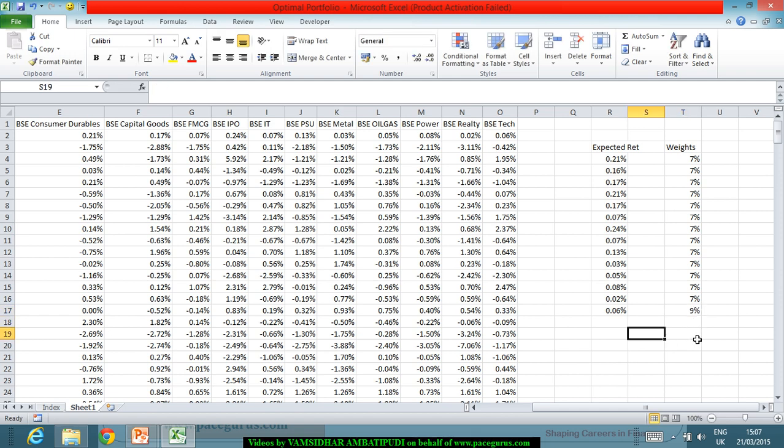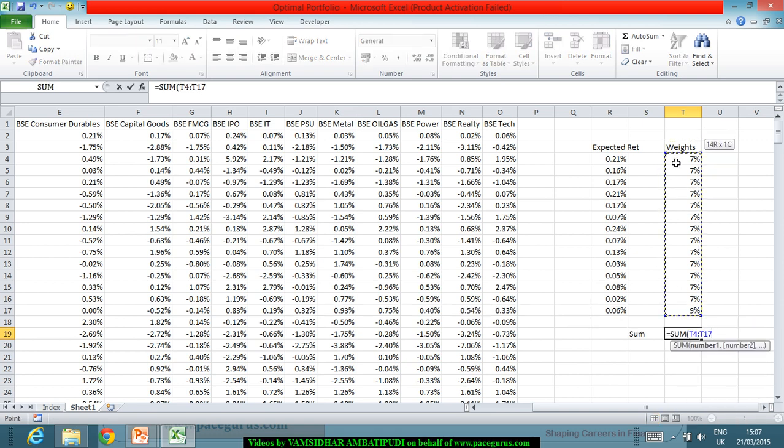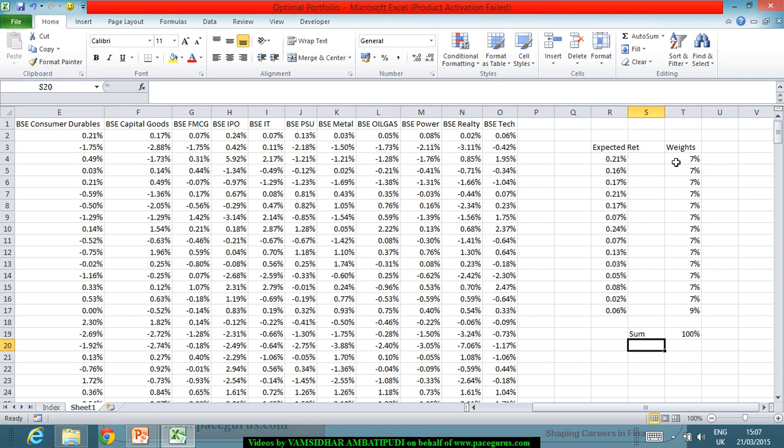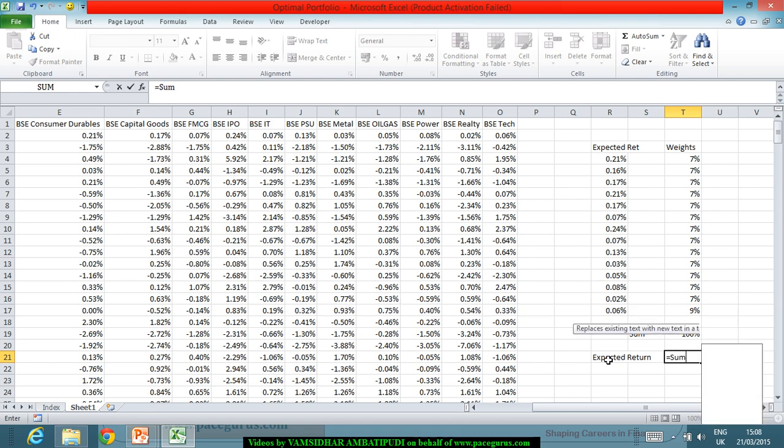So I'll do the summation of the weights, and I'll simply say that the summation of all the weights in all the sectors is coming out to 100%. Now let's say these are the weights in which I wanted to invest in each of these sectors. If I am thinking like this, I can very well find out the expected return of the portfolio, if I am investing in this proportion, using a sum product.